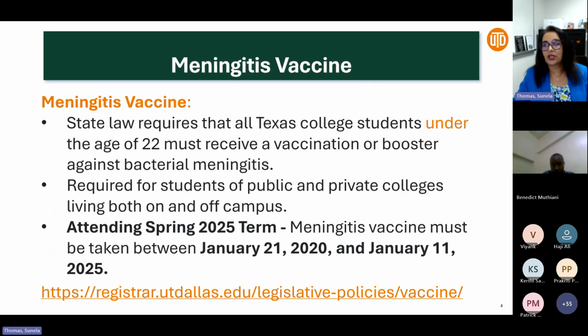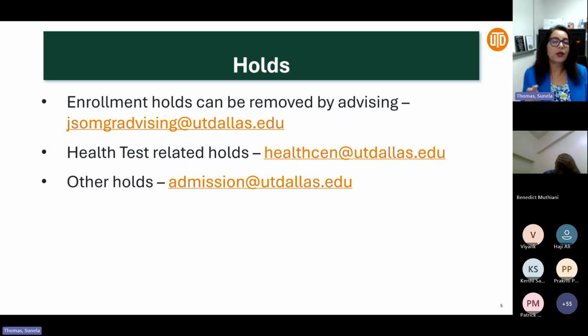The second vaccination that you require is a meningitis vaccine. This is for students who are under the age of 22. So if you're coming straight from an undergraduate to graduate and you're one of those smarty nerds that skipped your undergraduate degree by a couple of years, then you're probably still under 22, so you want to make sure you do that.